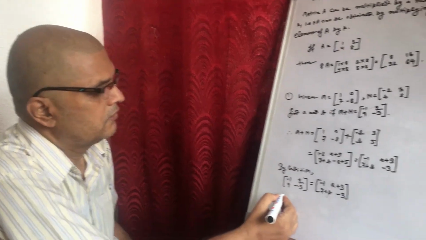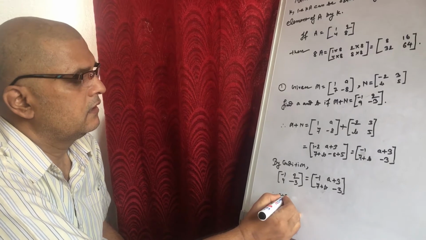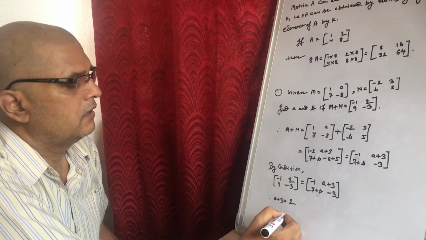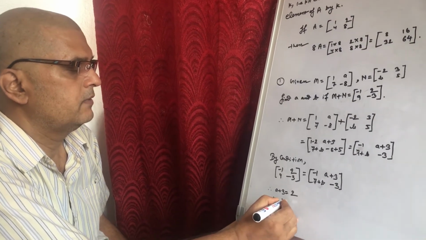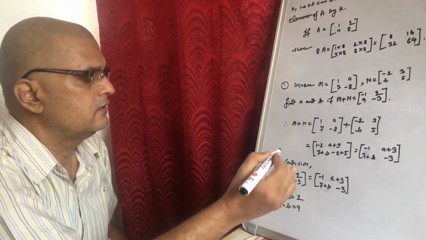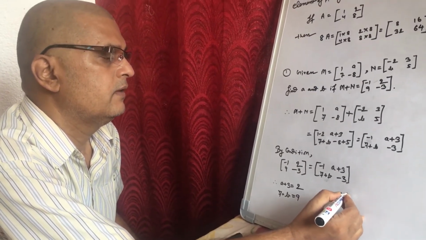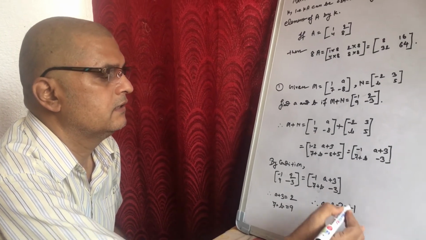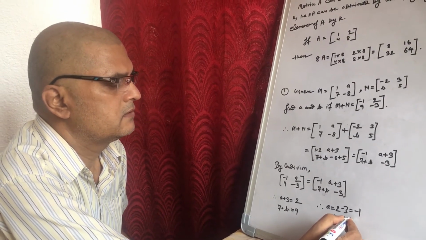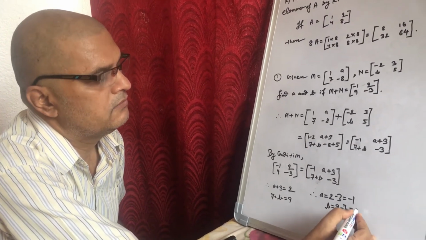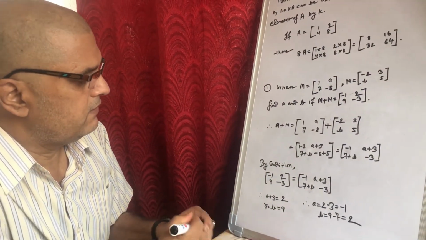So what will happen? So a plus 3 is equal to 2 and 7 plus b is equal to 9. So a is equal to 2 minus 3, which is minus 1, and b is equal to 9 minus 7, which is 2. So this is the process to find the value of a and b.